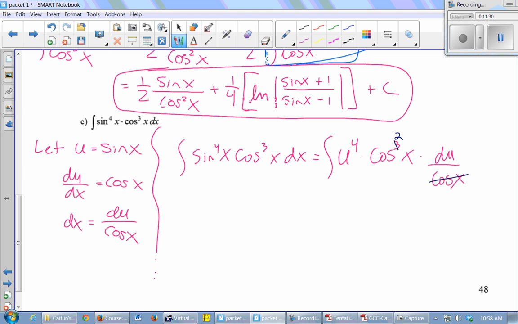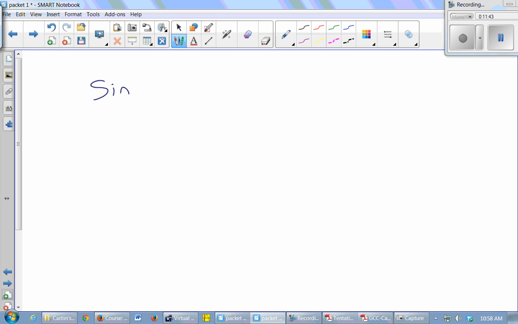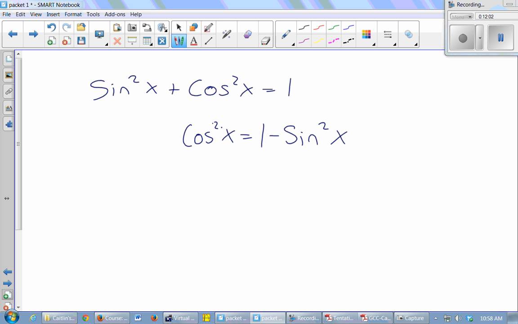I'm going to use a trig substitution, a Pythagorean identity. So cosine squared, if I could rewrite that in terms of sine, then I can use my u's to replace it. So just to remind you, the Pythagorean identity, if there's only one trig identity that you ever remember, it should be this one. So I can solve this for cosine squared, and I get 1 minus sine squared. So then I can go back to my integral and replace my cosine squared with a 1 minus sine squared.